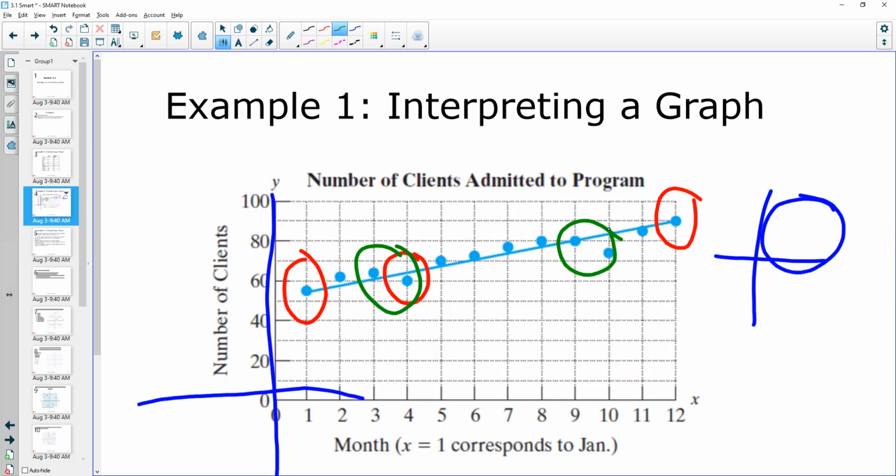The next question is, between which 2 consecutive months did the number of clients remain the same? Well, I think I see that. Let's do that in blue here, between August and September. And this is really it, okay?